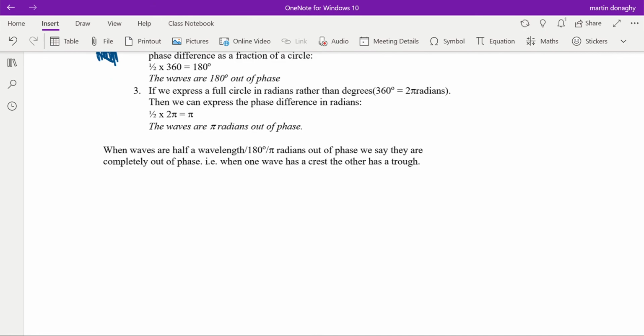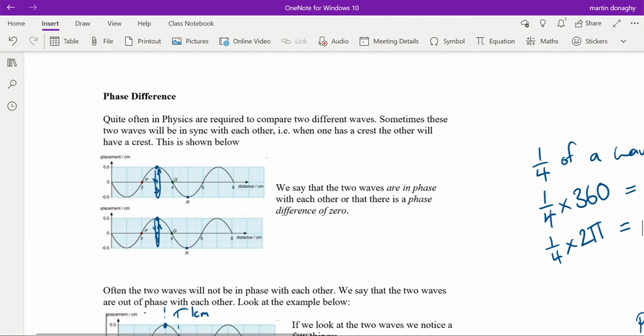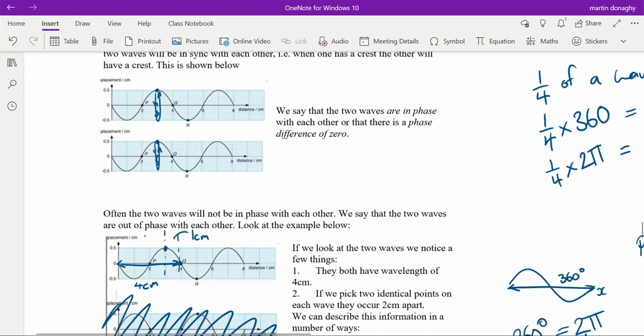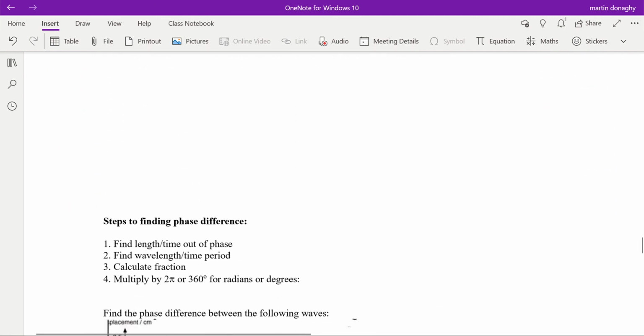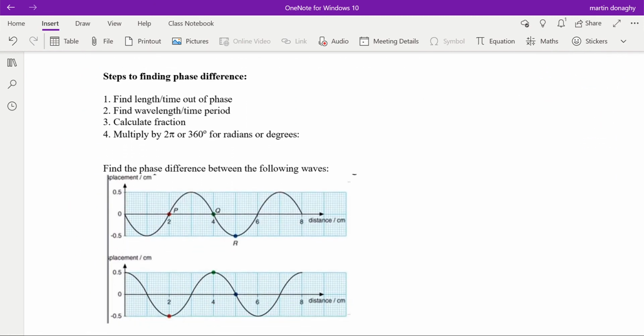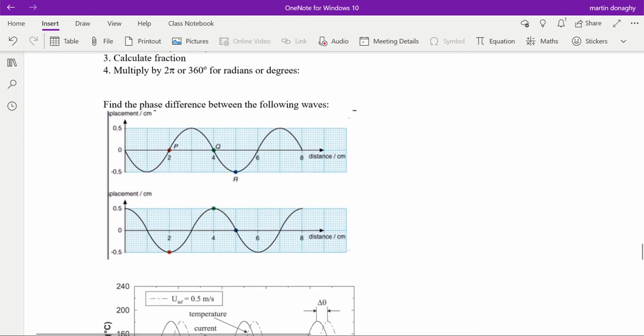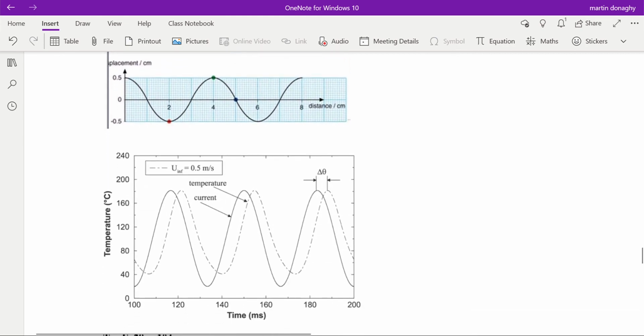So for the first one, we would say they are in phase. Another way of saying that would be they are 0 degrees out of phase. For these two waves, we would say they're 180 or pi radians out of phase, which means they're in anti-phase. When one's up, the other one's down, essentially. So we have our steps here. Use these to try and answer this question and this question, and then I'll post the solutions below.